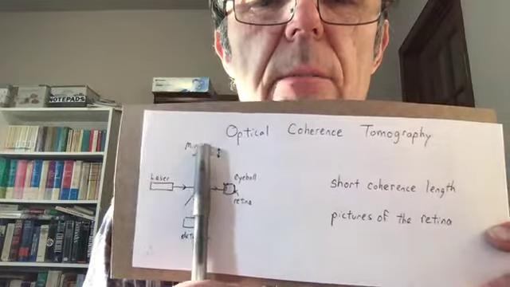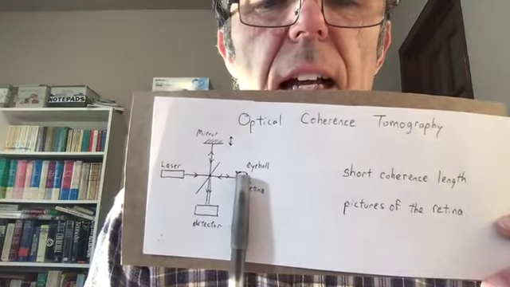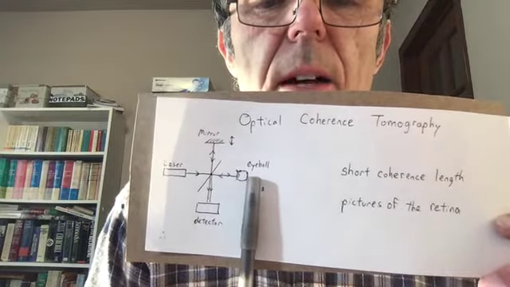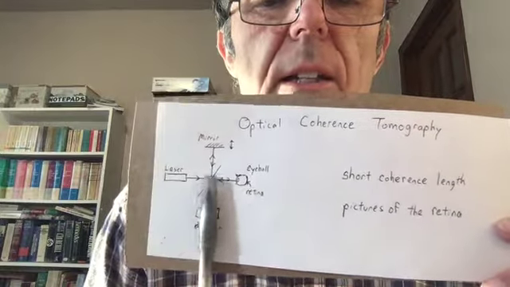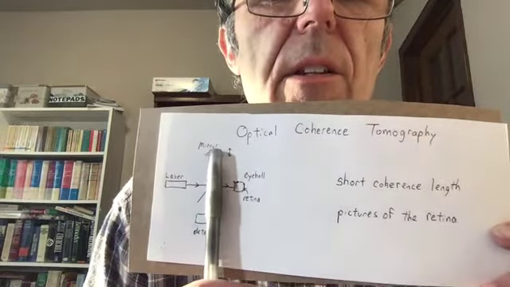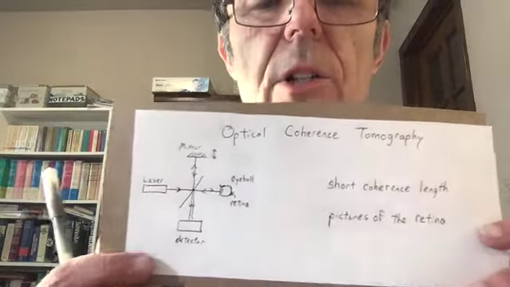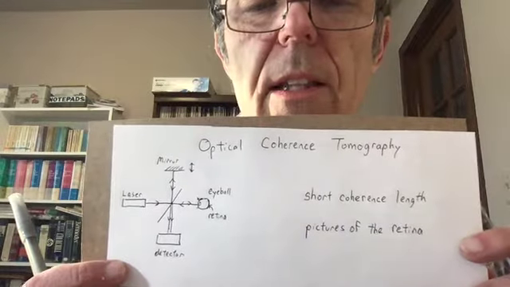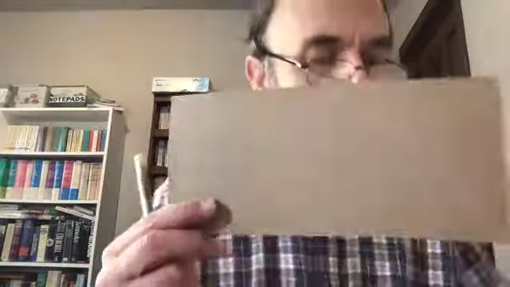So as you adjust this mirror, you really adjust at what reflections you're looking at in the retina. You'll get reflections off of various layers throughout the retina, and the only ones you'll get interference effects from are the ones that come from exactly a certain depth in the retina corresponding to the position of this mirror. So you get these wonderful pictures of the retina and what's happening within the depth of the retina using optical coherence tomography. Let me show you one of those pictures.